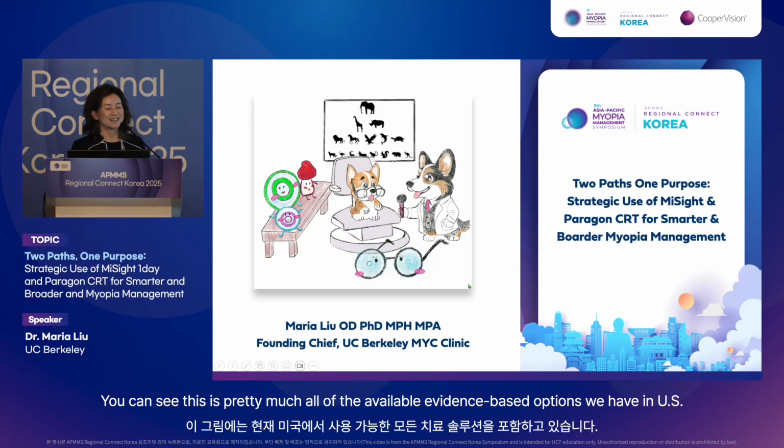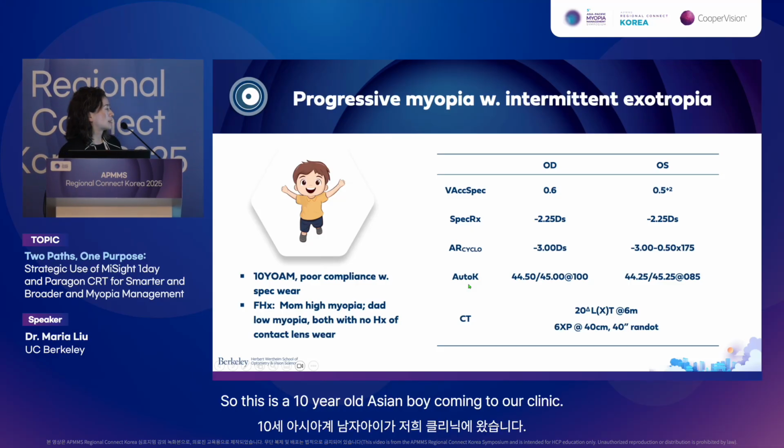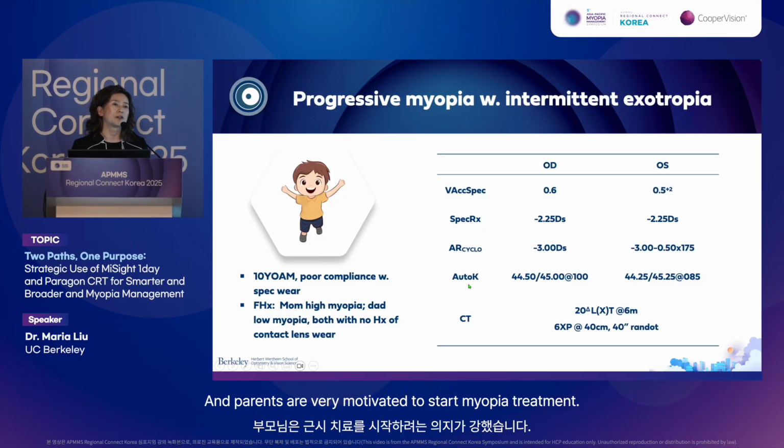You can see this is pretty much all of the available evidence-based options we have in the US. So let's start with this case. This is a 10-year-old Asian boy coming to our clinic, and parents are very motivated to start myopia treatment.